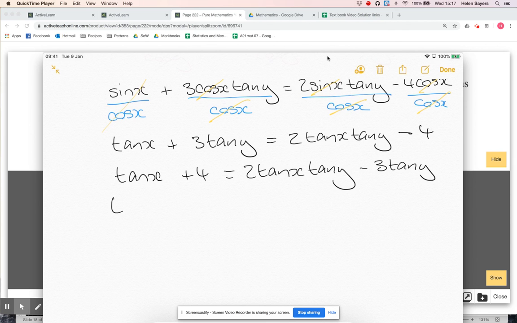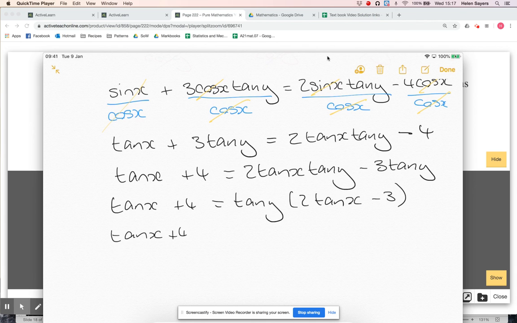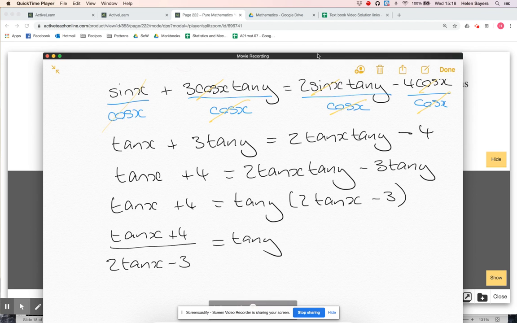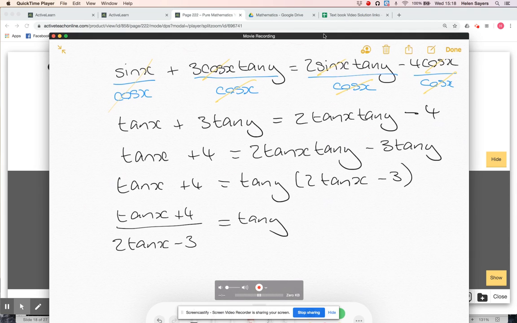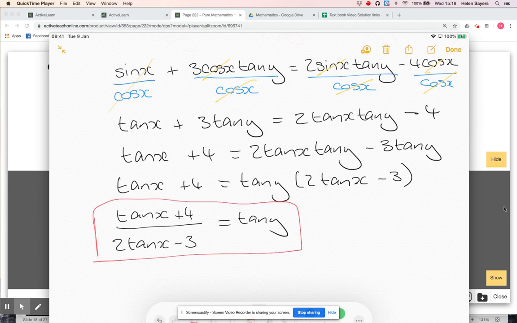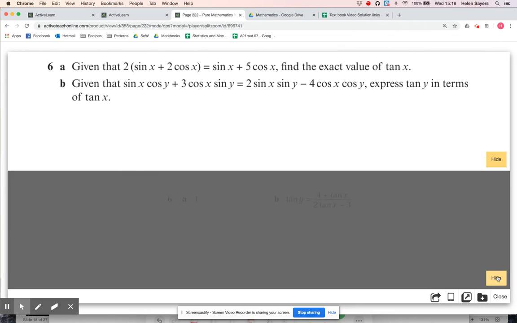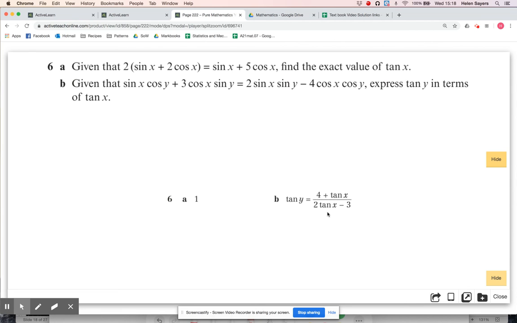Okay, so then the trick with any question like this, doesn't have to be trig, if you're trying to make something the subject, is you're going to factorize. So if I take tan y out as a common factor, and then I can divide through by those brackets. And then I'm just going to check the question again and make sure I've got it the right way around. So did they want tan y in terms of tan x? Yes, they did. Brilliant. So we'll just double check it. That is going to be my answer. So I want tan x plus 4 over 2 tan x minus 3. Yeah, we're good.